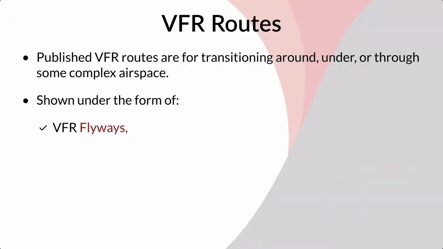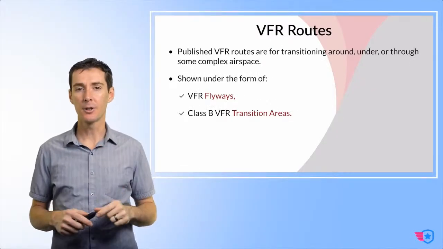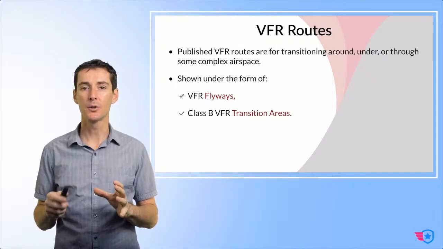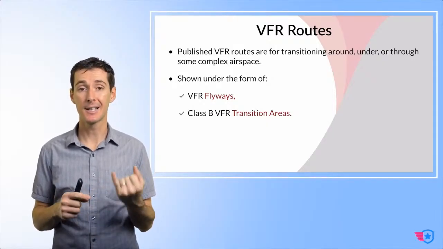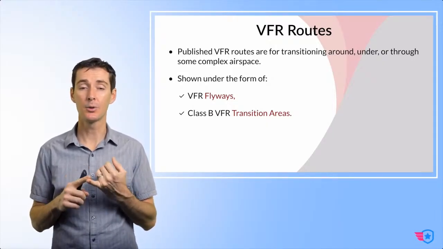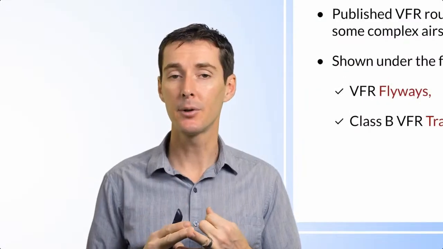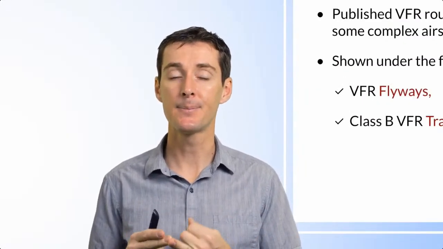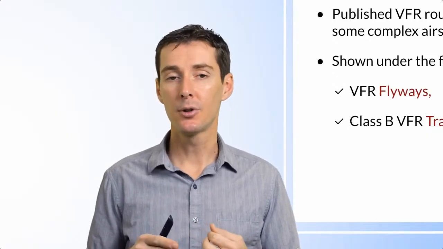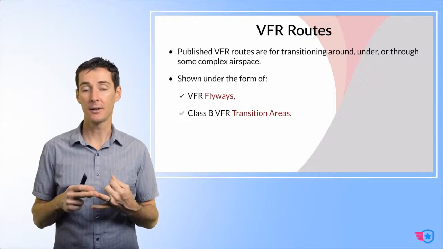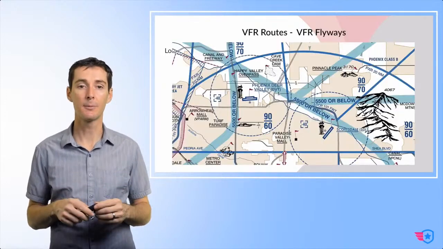There's two different types of VFR routes, what we call VFR flyways, and then Class B VFR transition areas. Now, the reason I'm showing you this may seem like an overstretch. The reason I'm covering it is because it exists out there, and if you ever see it, I want you to know that it does exist and what it is. And then the reason I'm showing you this is if you're flying in Class B airspace, you need to understand what these routes are, because there's going to be a higher volume of traffic in those areas. So that's the reason why I'm covering this.